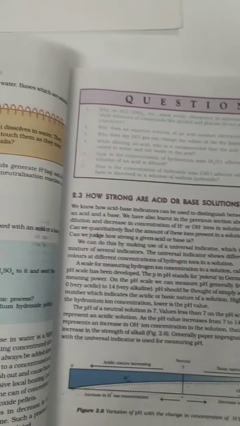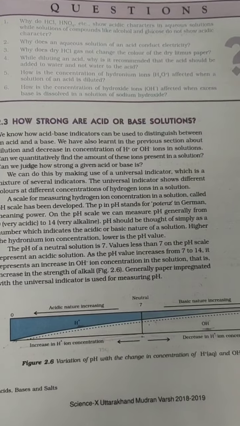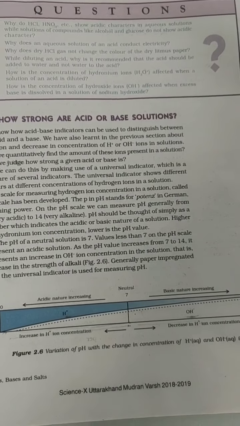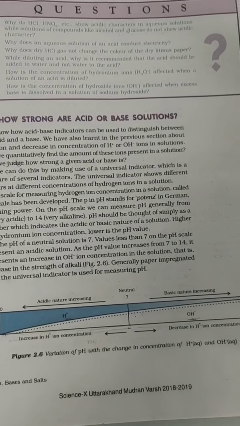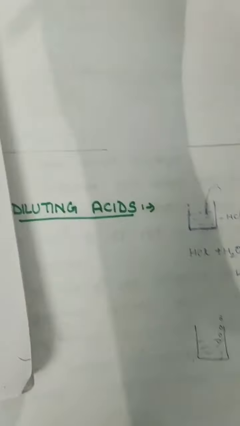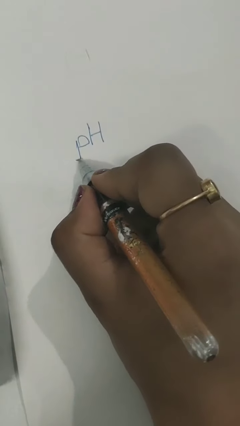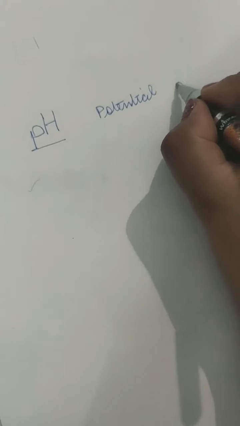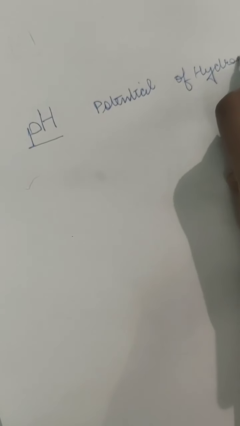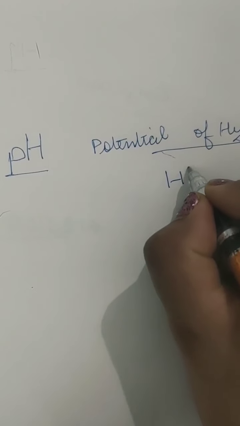So the next topic we want to study is how strong acids and bases are. To identify the strength of an acid or a base, we need a scale, and that is done with the help of the pH scale. pH is written as a small p and a capital H. pH stands for potential of hydrogen, which means the strength of the hydrogen, because it is about hydrogen ion.